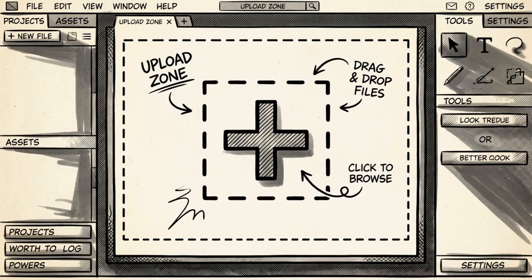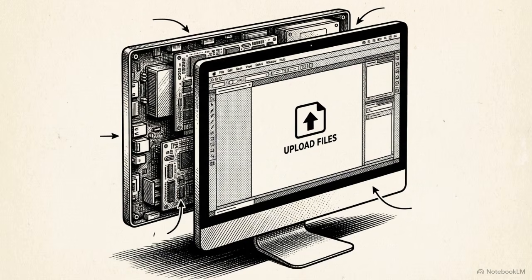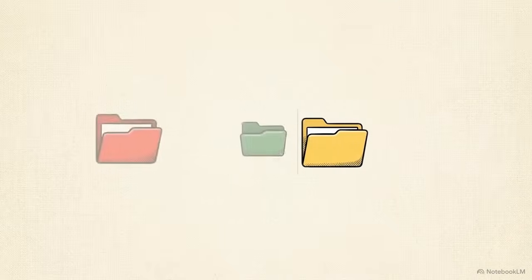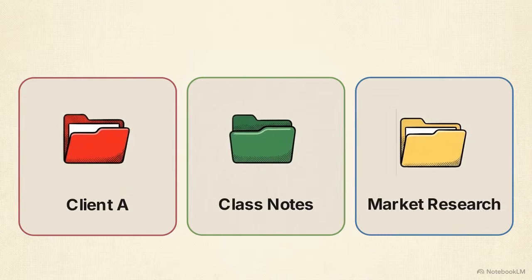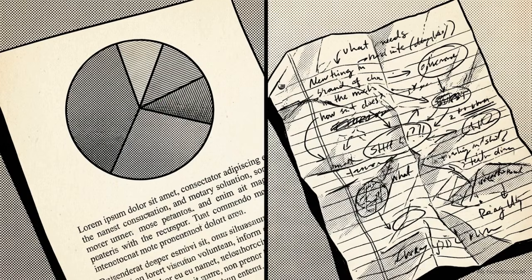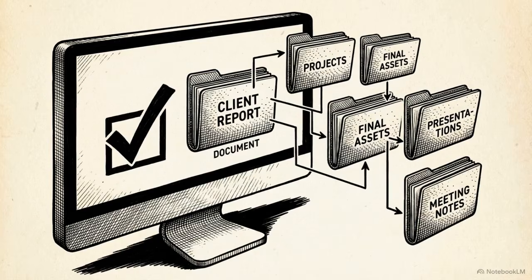You will see a clean digital workspace with a large Add Sources upload zone right in the center. This blank canvas is where you will give the AI the exact information you want it to process. Creating separate notebooks for different projects ensures the AI doesn't mix up your client reports with your class notes. It keeps your outputs accurate and context-specific.